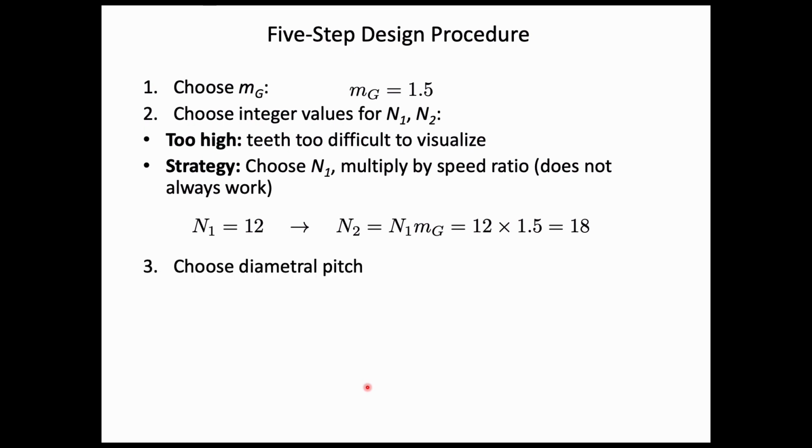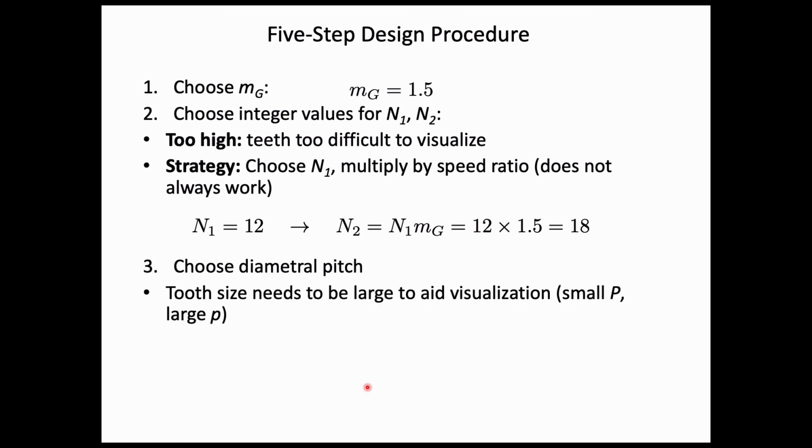Step 3, choose the diametral pitch. The tooth size needs to be large to aid visualization, so this means we need a smaller diametral pitch or a large circular pitch. Here I chose the diametral pitch to be pi over 2 teeth per inch, and then that produces this convenient value for circular pitch of 2 inches.